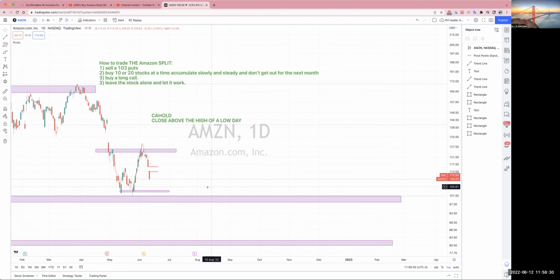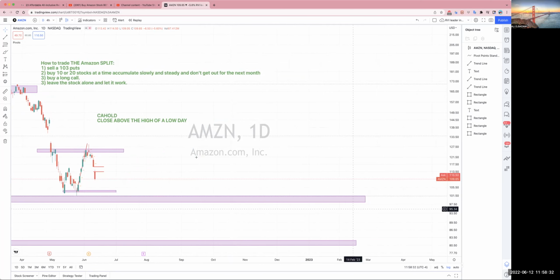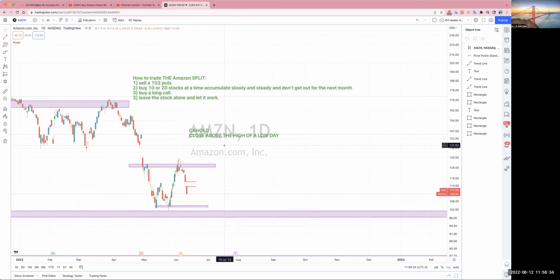So I see the stock reverses and everything. Now I'm making money out of my puts, and at the same time, I want to start accumulating shares. So I'll leave the puts to work, and also I'm going to start buying shares, 10 or 20 stocks at a time. As it goes down from here, I'll buy stocks. I'll buy until it hits here.